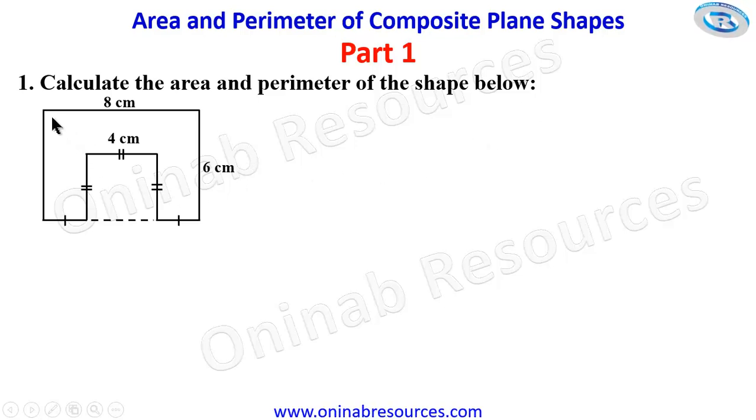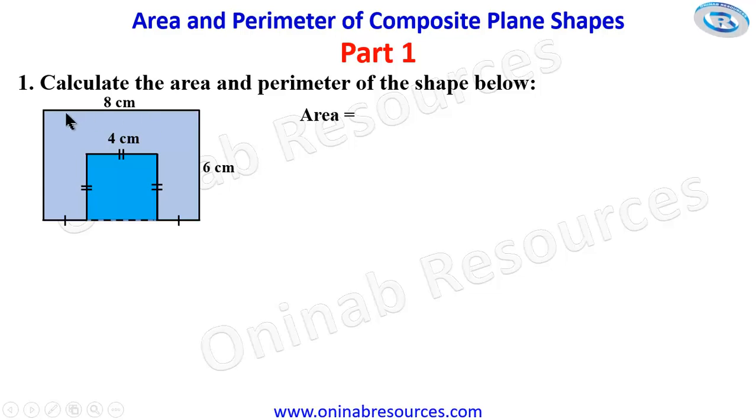This shape is a composition of a rectangle and a square. Always, this dotted line means it is not part of the shape. So we can describe this shape now as a rectangle in which a square is cut off. So we start with the area of the shape. We are going to calculate the area of the entire rectangle, then subtract the area of the square from the area of the rectangle to give us the area of the shape.